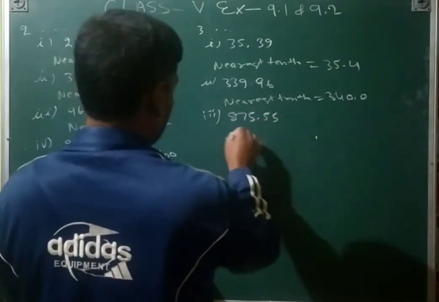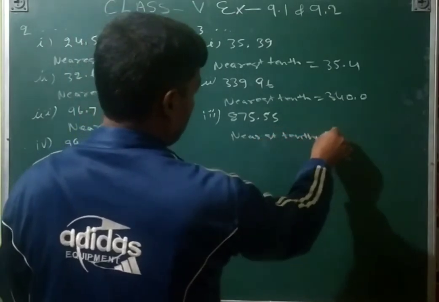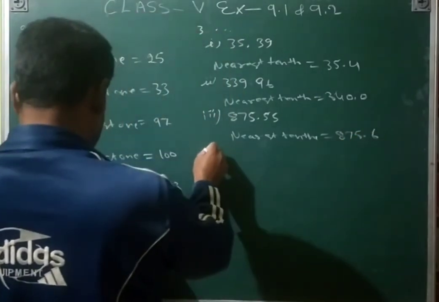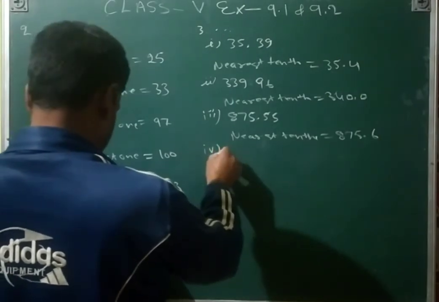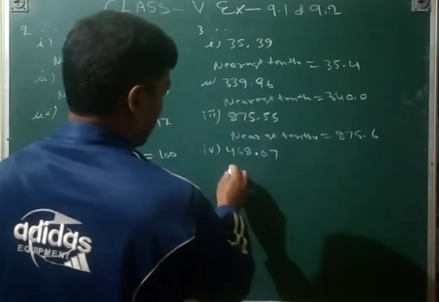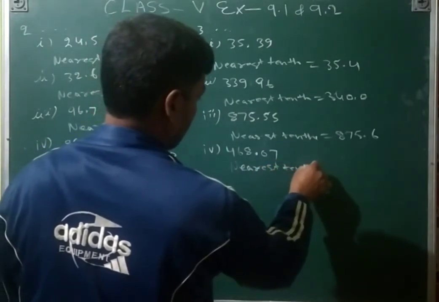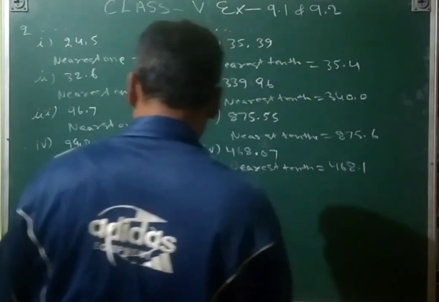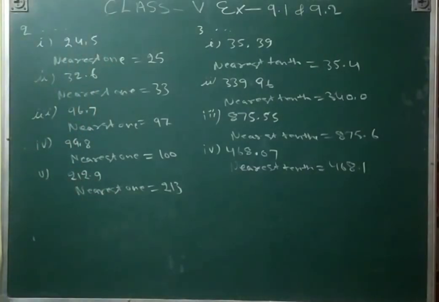Third part is 875.55. Nearest tenth is equal to 875.6. See the fourth part, 468.07. Nearest tenth is equal to 468.1. And then the fifth part you can do. Okay.